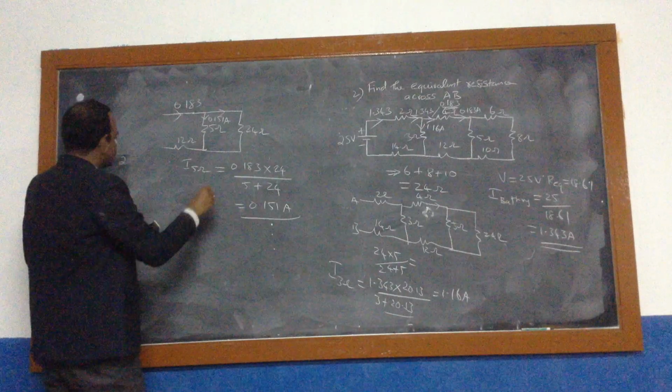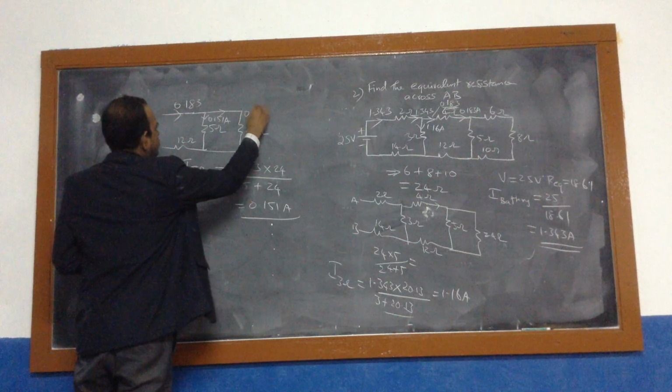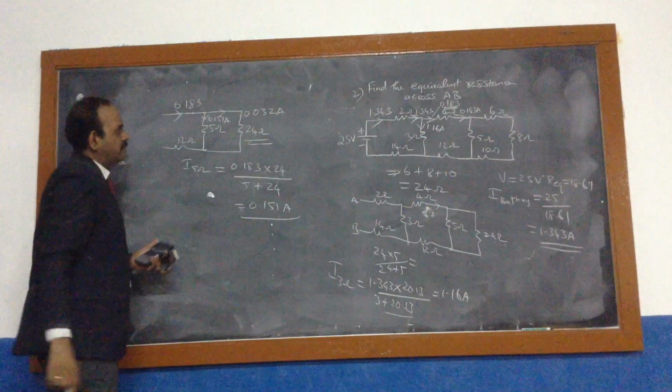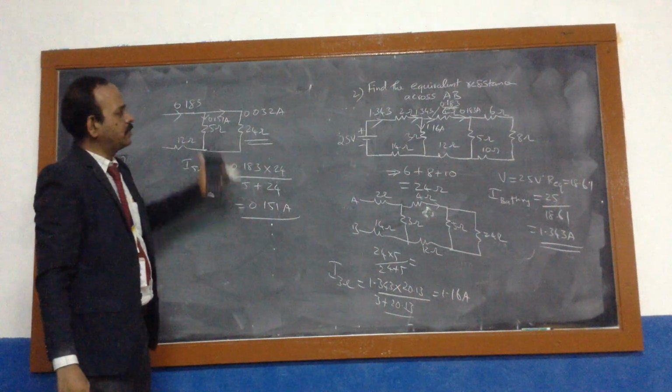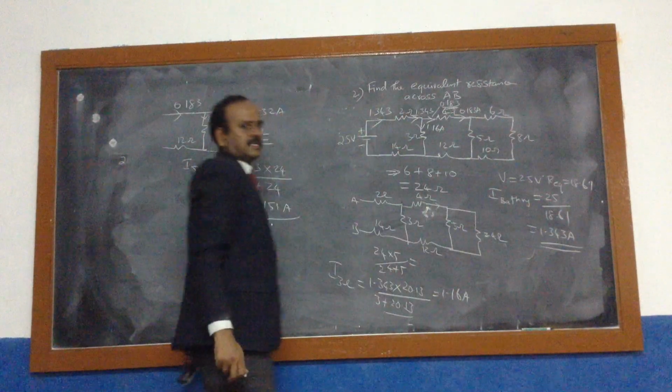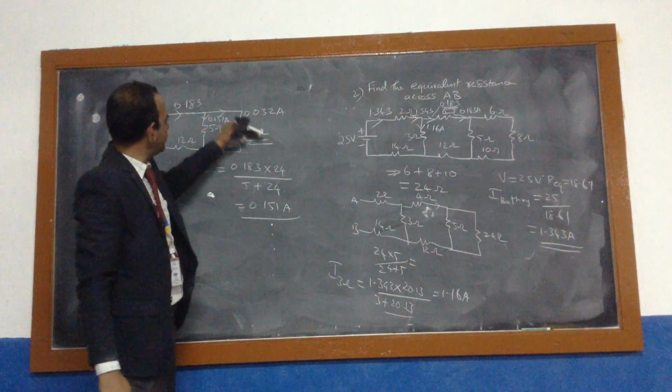We will be getting 0.032. Approximately 0.032 amps will be flowing through 24. But actually, we don't have any 24 ohm resistance. But here these three are in series. These three are in series. That will be having the 24 resistance.